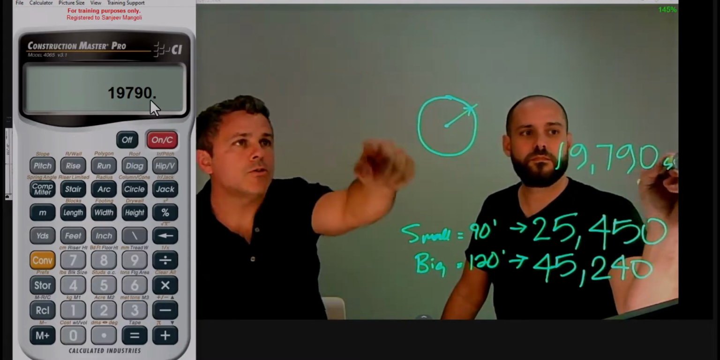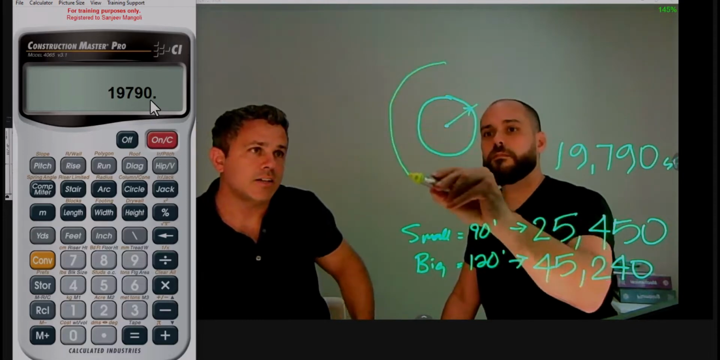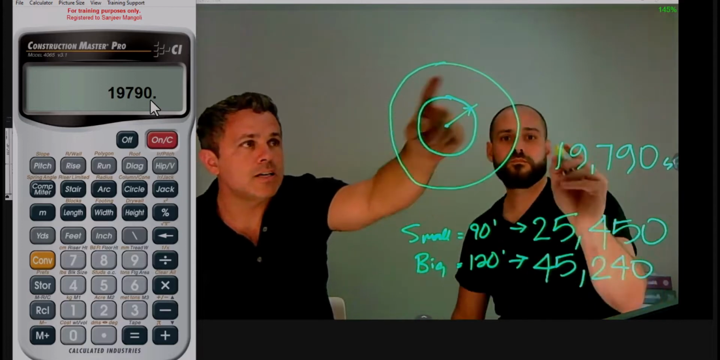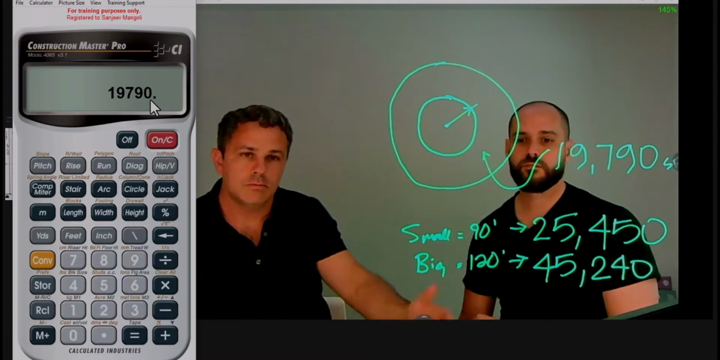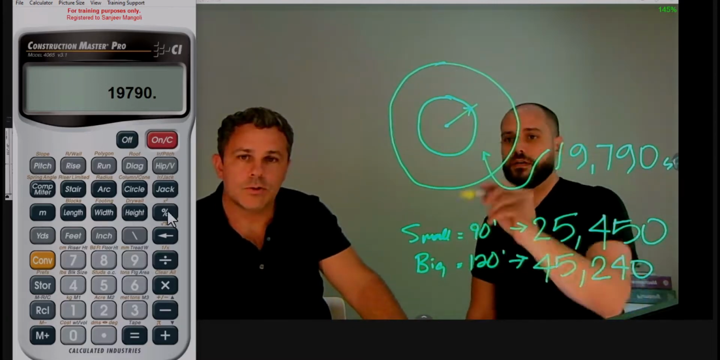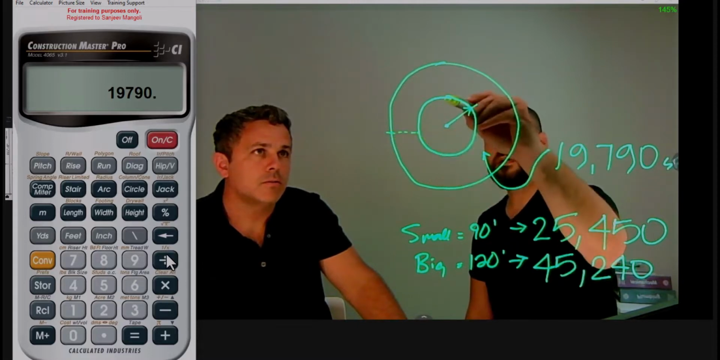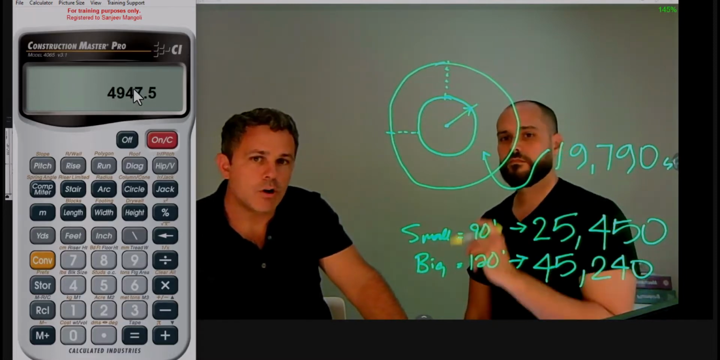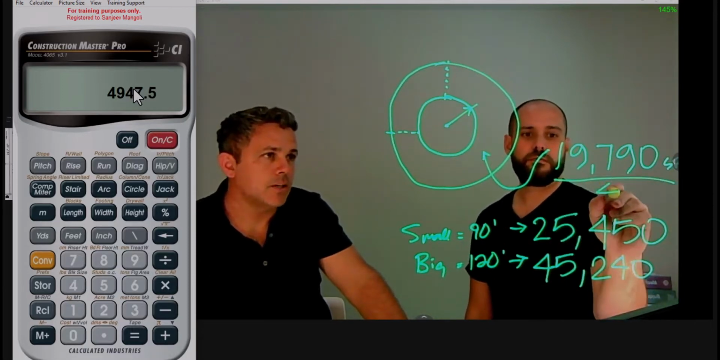And then we'll do our other big circle just so we can illustrate what we're doing. We have basically calculated the area of that donut. So this donut shape now is 19,790. What do we have to do now? Divide by 4. We divide that by 4, and we end up with about 4,950.